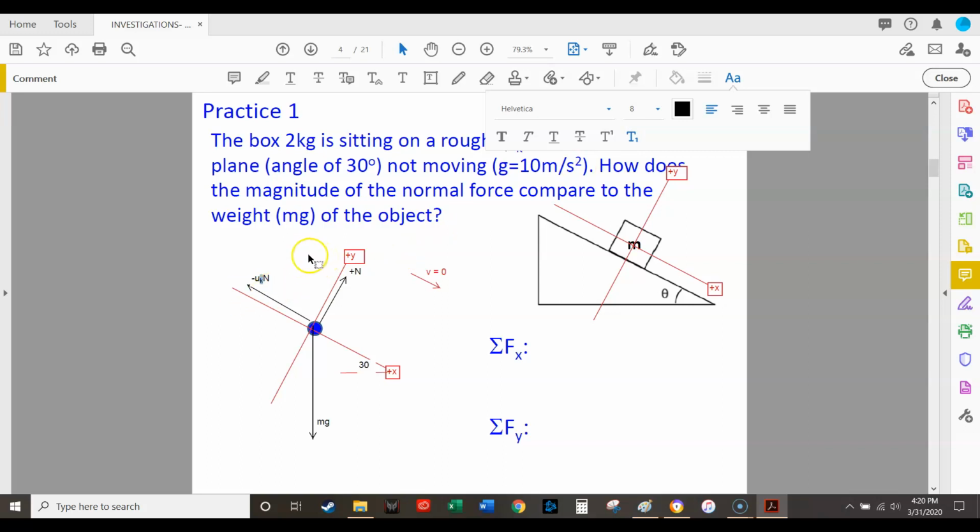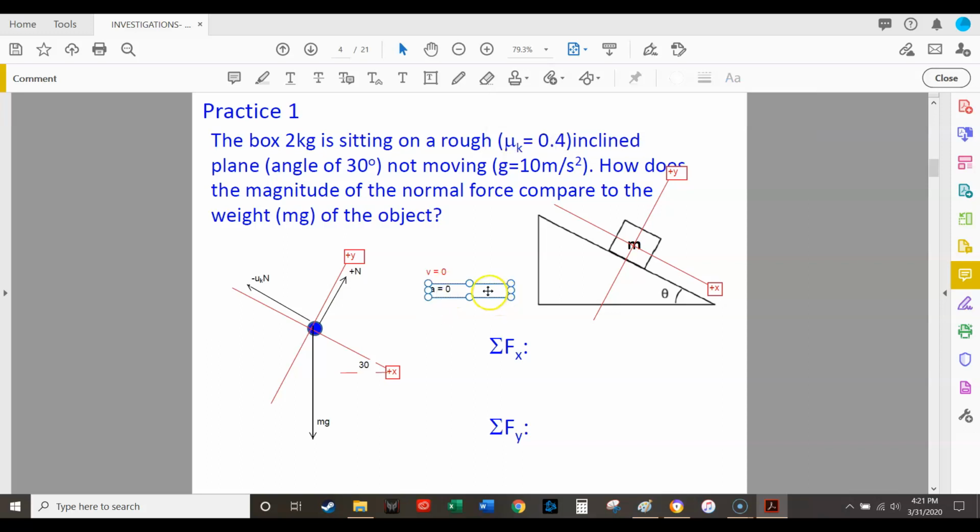Mu sub k is a coefficient and has no force to it. It's just a number. So this is pointed in the negative x direction. All right. Now, here we are. We have our basic force diagram. And I just want to be careful here. I'm going to also indicate, so it is not moving, 0, and it has no acceleration on it. All right, here's our basic force diagram.